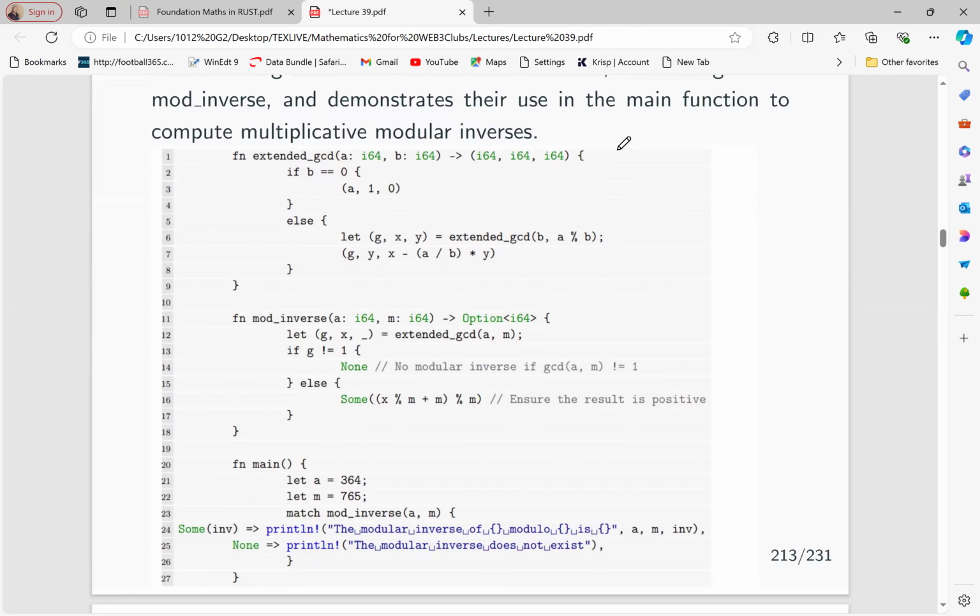The Rust code begins with the extended Euclidean algorithm. And then this part for the inverse, then the main function. The main function calls on the modular inverse, and the modular inverse calls on the extended GCD. The extended GCD begins by finding the GCD. After finding the GCD, it reverses to find X and Y. And then this inverse function takes over to find the inverse. And then the answer is printed.